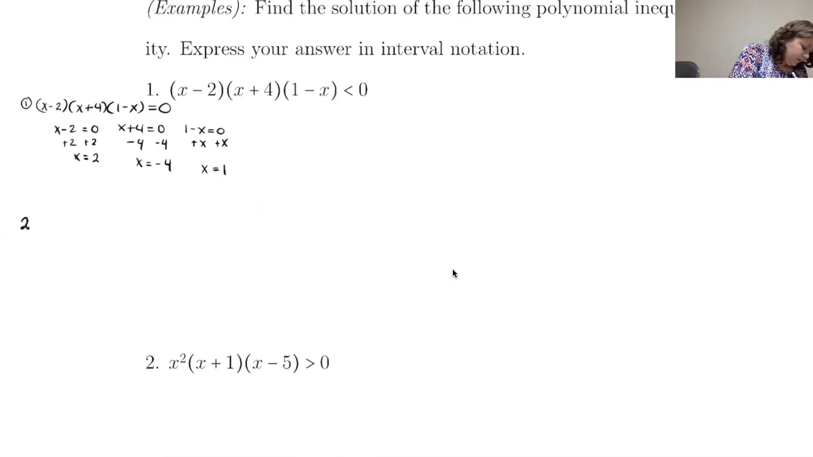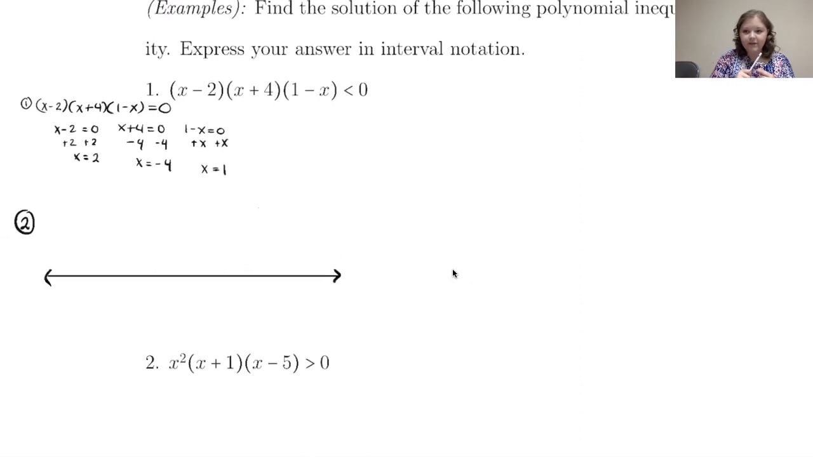So in step 2, we will need to write it on a number line. So we'll draw a number line. And this is the part where we need to make sure that it's in numerical order. So the smallest one here is -4, so that one's going to go first on the left side. The one in the middle is 1, so we'll put it in the middle. And then the biggest one is 2, so we're going to put 2 on the right side.